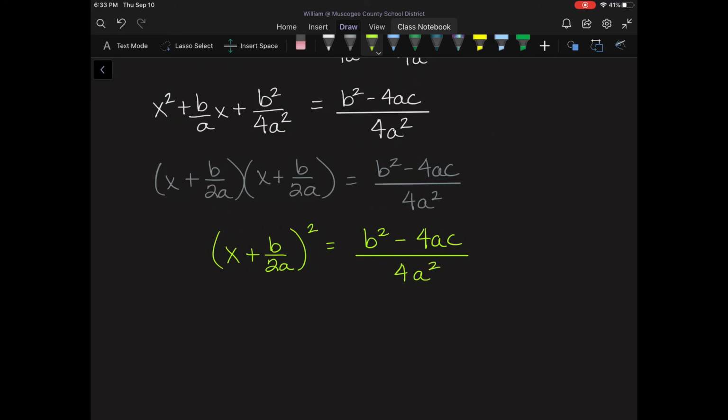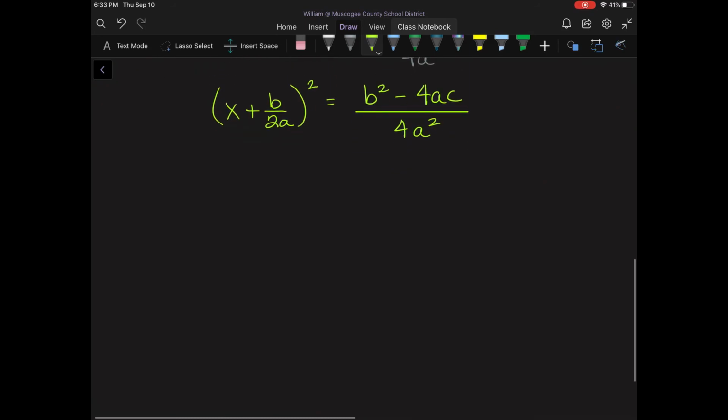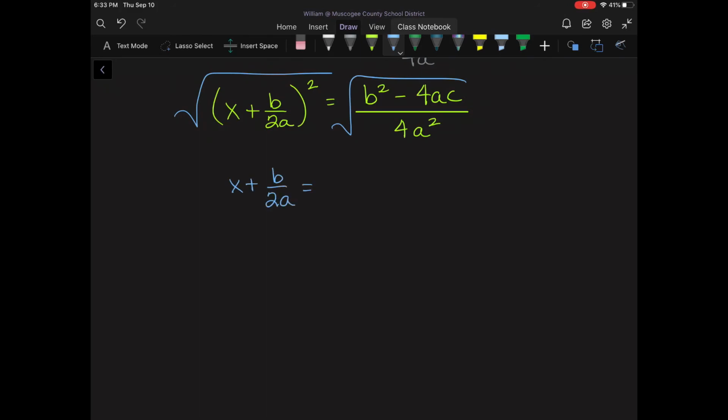All right, and then the last few steps of solving with completing the square is to take the square root here. So we're going to need to take the square root of what's on the left and the square root of what is on the right. So on the left, the squared is now simplified, so we just have x plus b over 2a. And remember, when you're taking the square root of a fraction, you have to take the square root of the numerator and you have to take the square root of the denominator. So I'll say the square root of 4a squared.